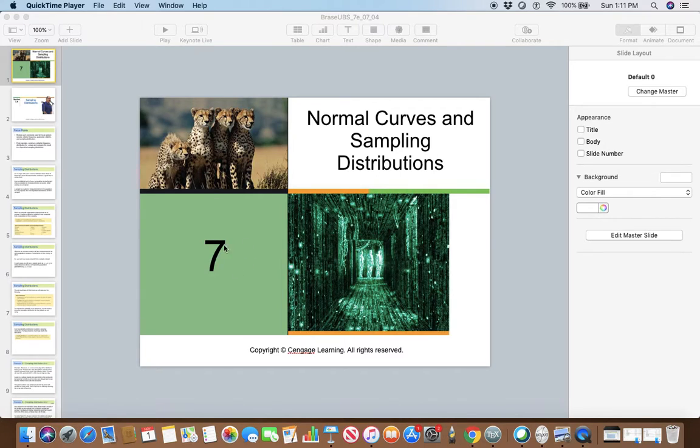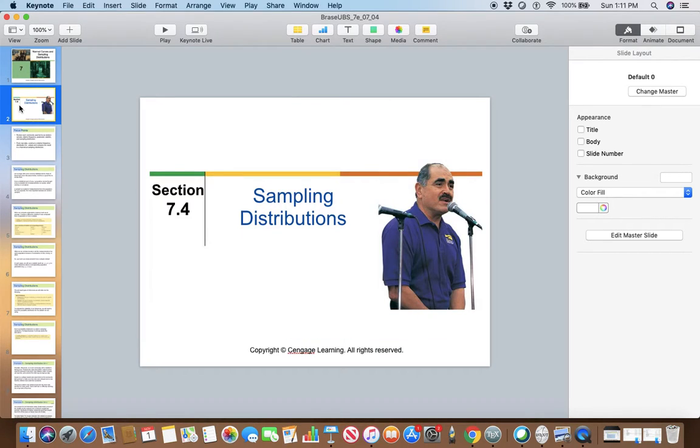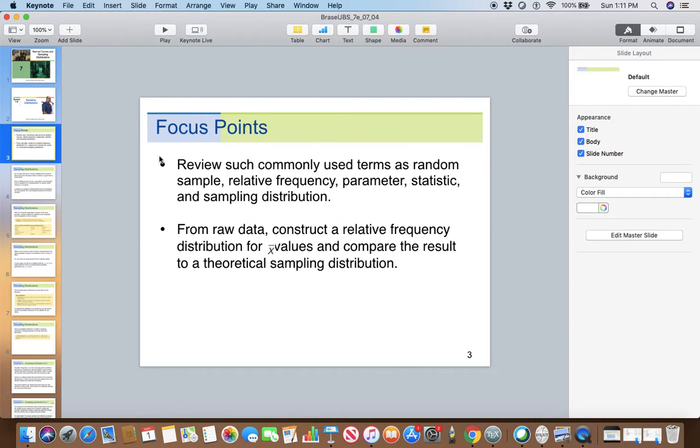Welcome back. Chapter 7, Section 7.4 Sampling Distributions. Focus points. Review such commonly used terms as random sample, relative frequency, parameter, statistic, and sampling distribution. From raw data, construct a relative frequency distribution for X bar values and compare the result to a theoretical sampling distribution.